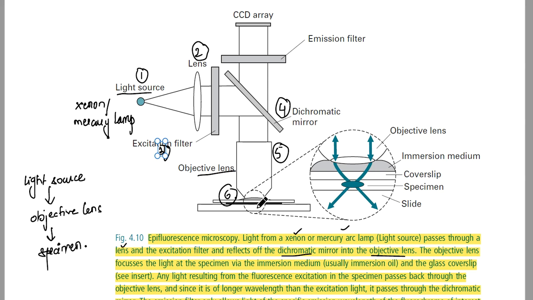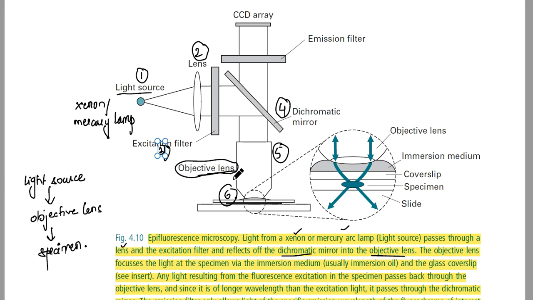Clear? And here the fluorescence in the specimen gives rise to the emitted light, which is focused onto the detector by the same objective lens. So by the same objective lens, the fluorescence is focused onto the detector, and this will be used for excitation.